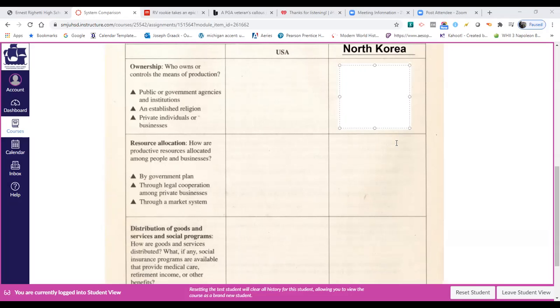The government. Yep. The government controls the factors of production. All right. So we'll leave that there.